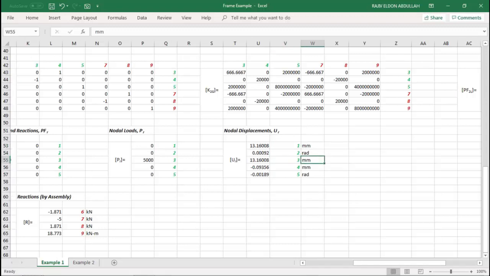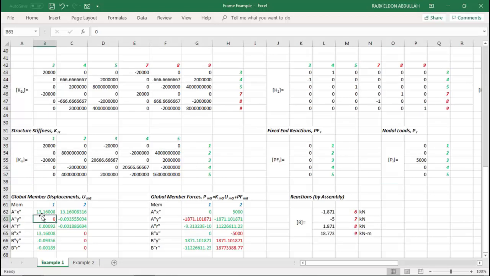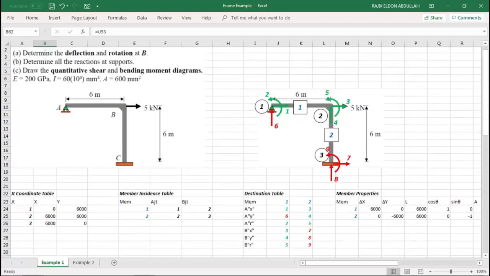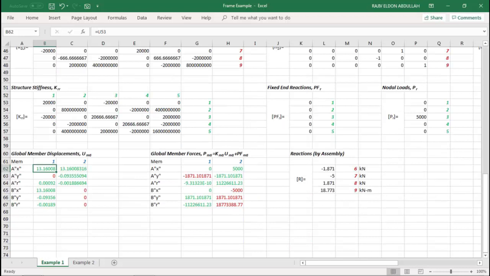Now from UR, you now assemble your UMG, global member displacements. You just follow the destination table as set here. Here. Okay. You do that for both members. Then you compute for PMG. The formula is given here. That's KMG times UMG plus PFMG.